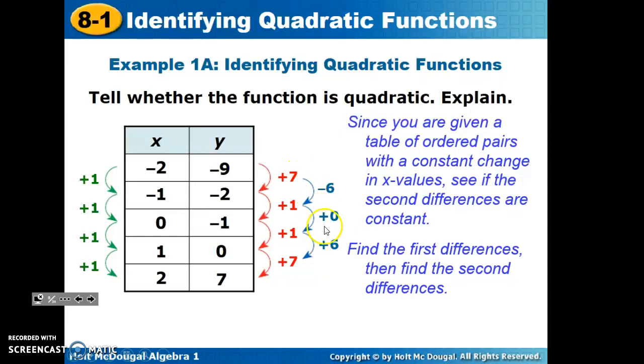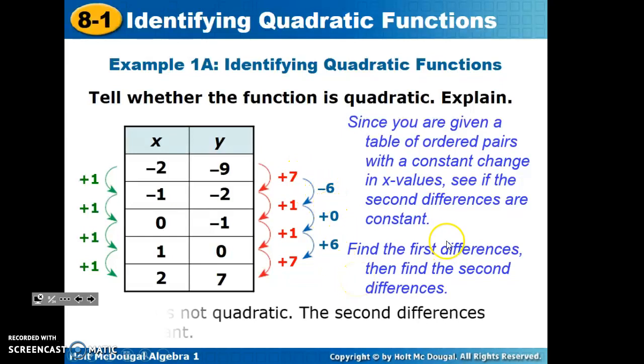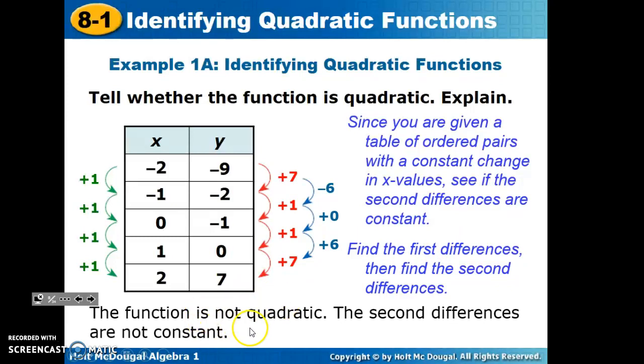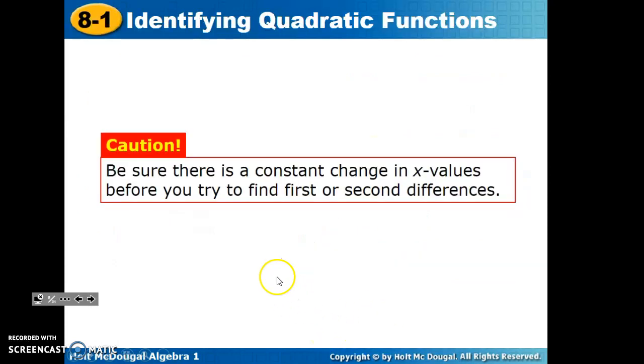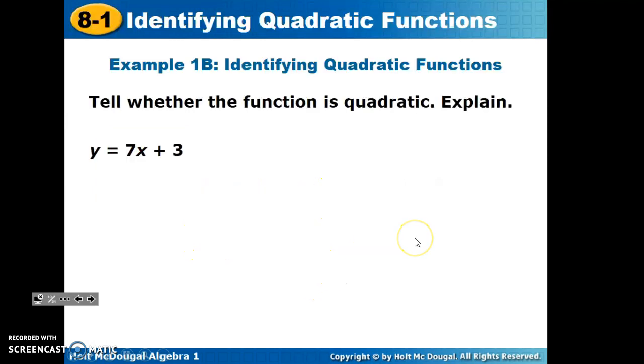So if we look at the second differences, we see -6, 0, and +6. Therefore, the function is not quadratic. The second differences are not constant. It says make sure that there's a constant change in the x values before you try to find the second change in the y values.